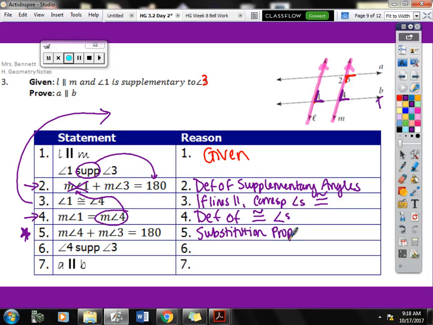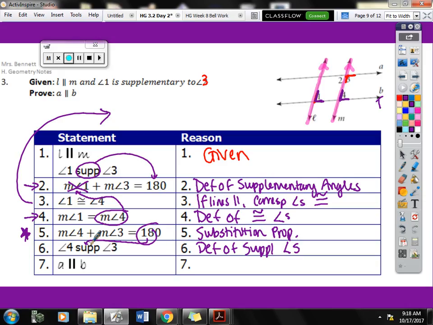You will remember that when we did the proofs in section 3.1, we used substitution in there as well. Okay? And those substitutions will show up a lot with the supplementary. Then they go from saying 4 plus 3 equals 180 to saying that 4 is supplementary to 3. What allows me to do that, Marquise? Definition of supplementary again. From the number to the word, or from the word to the number, is the definition of that word.